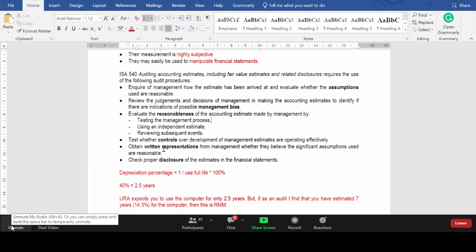Also, we test, yes? There are circumstances where you can adjust the useful life if the computer is still in good condition. Yes, IAS 16 allows. IAS 16 requires you to review the useful lives of the assets periodically. And if you find that the asset can still work, you can give it more years. IAS 16 allows.